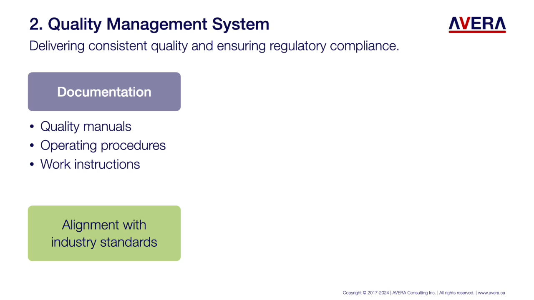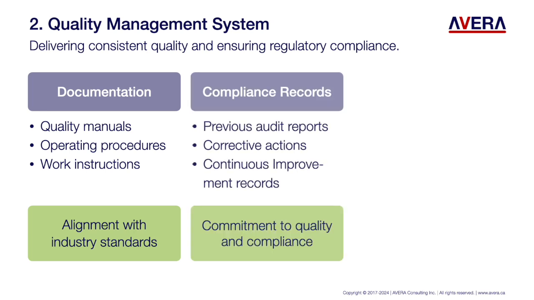Number 2, review your quality management system. Ensure that your quality management system documentation is up to date. This includes quality manuals, procedures, work instructions, and records. Auditors will check that your documentation aligns with industry standards and that your practices follow these documents. Gather evidence of compliance with aerospace standards, including previous audit reports, corrective actions, and continuous improvement records. This demonstrates your commitment to quality and regulatory compliance.